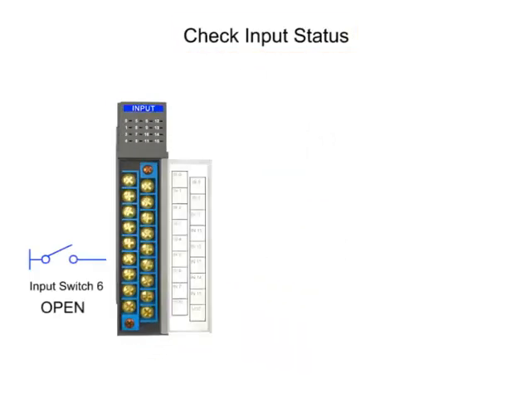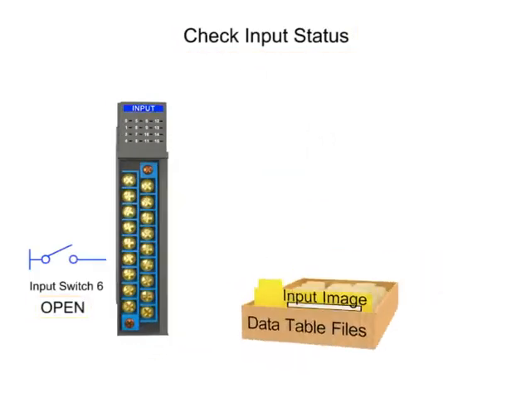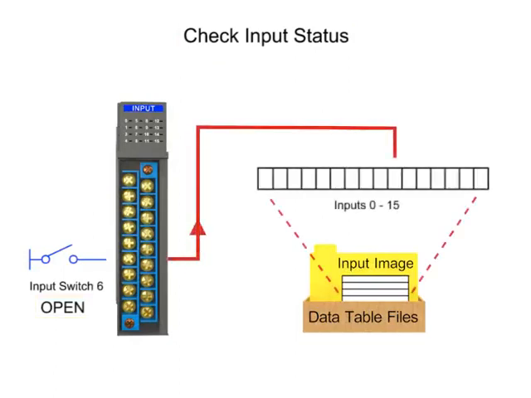During the check input status, the PLC determines the state of each input device in the system and writes the values into the input image area.